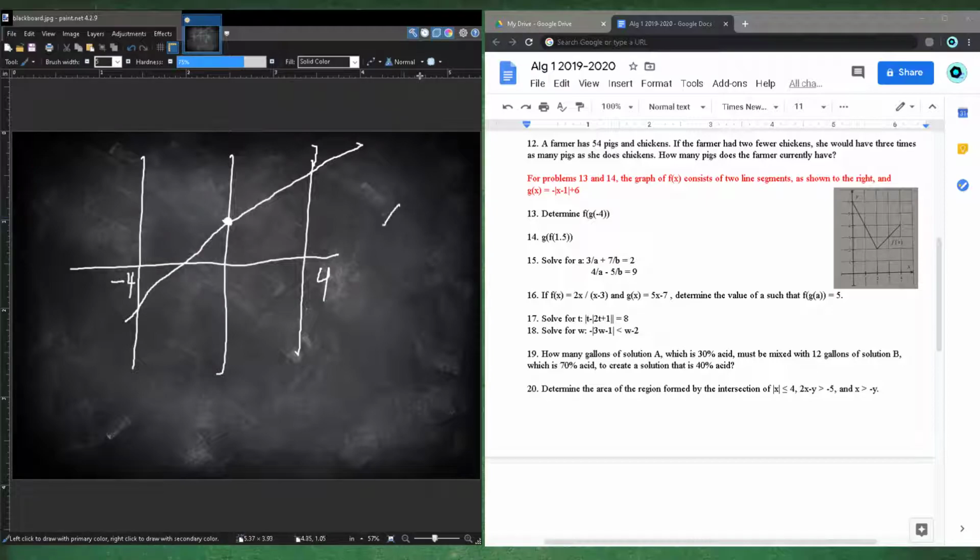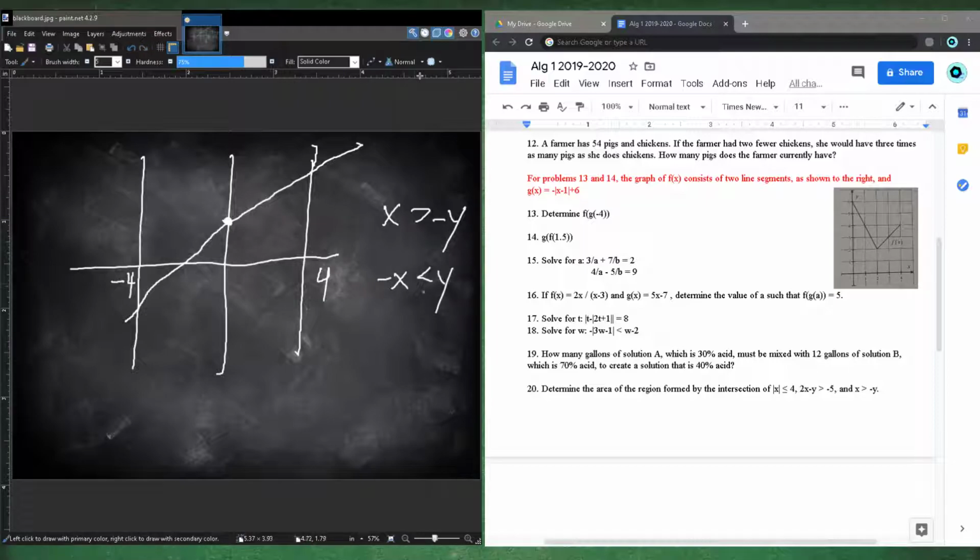So the next line is x is greater than negative y, right? So x is greater than negative y. Let's move the y to this side and move x to that side, or you could just multiply by negative, which is the same thing. So we're going to have negative x is less than y.